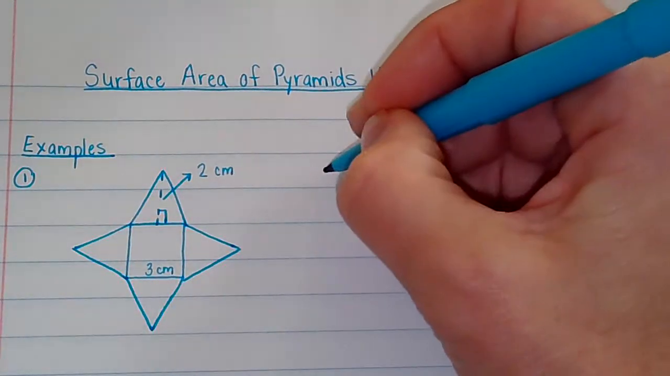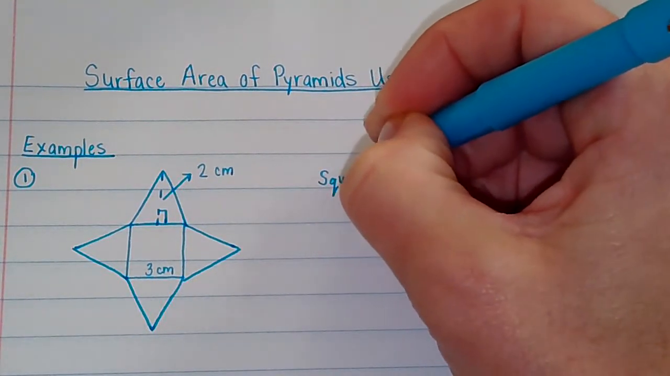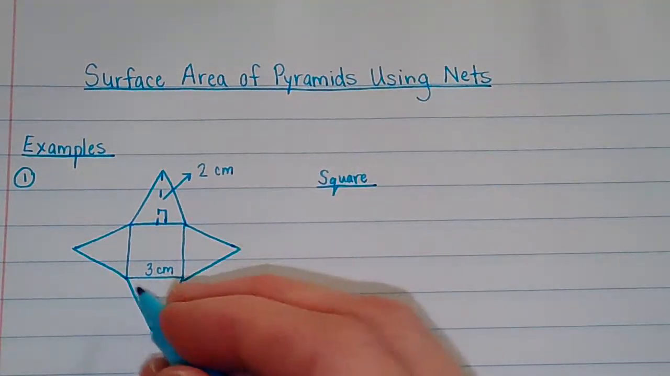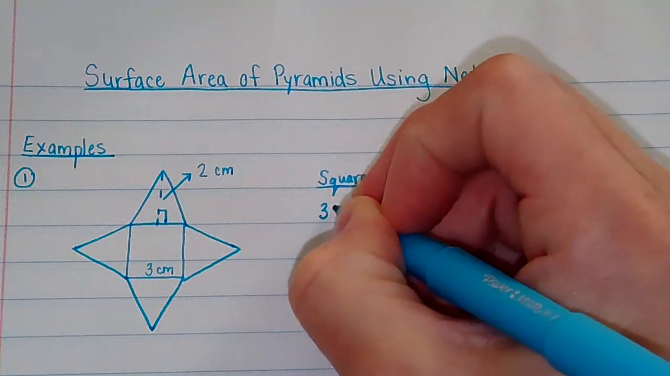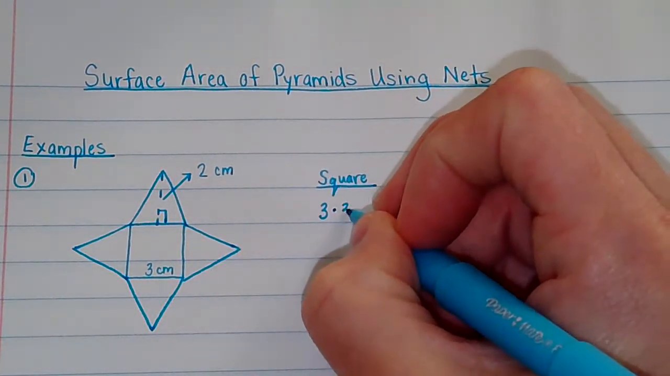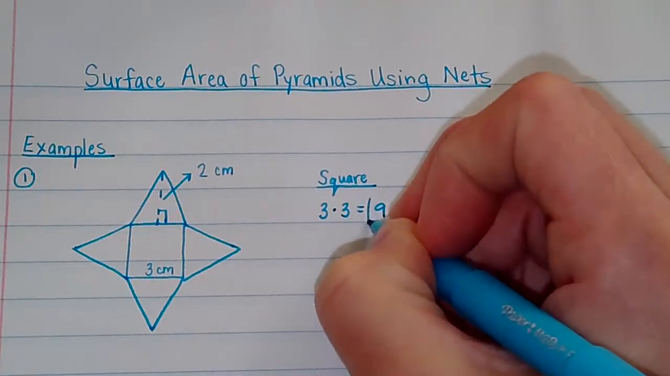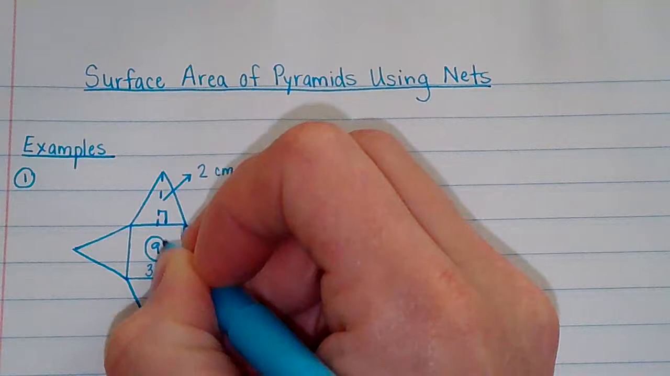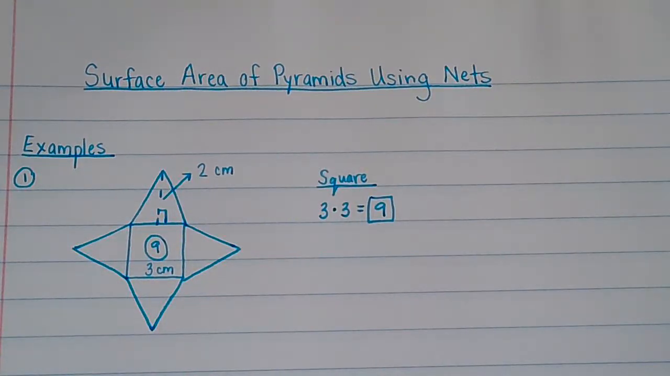So if all the other sides are the same, then if I do my square first, remember square is length times width, we're finding the area. So if this side is 3, that means this side right here is 3 as well. And I get 9. So the area of this one is 9. Remember, we put it in and circle it so we know that it's done.